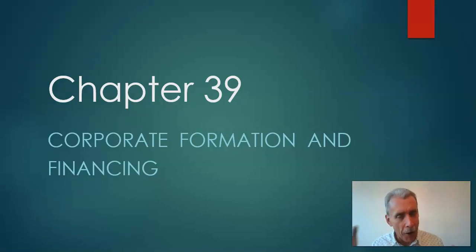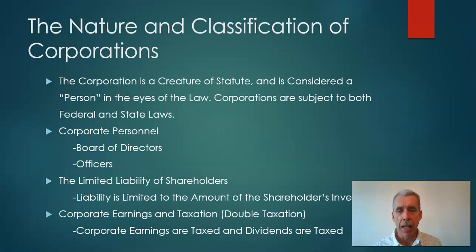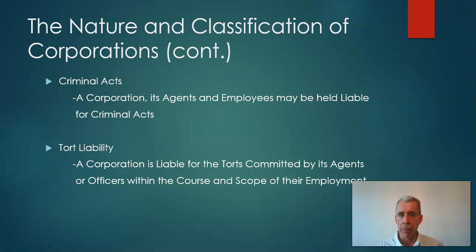So, where we left off with chapter 39, we initially talked about the nature and classifications of corporations, how they're a creature of statute, they're a person in the eyes of the law, talked about personnel and limited liability of shareholders, taxation, double taxation, the corporation and the shareholders. We moved on and talked about how the corporations can be liable because they're an artificial being. They can be liable for both criminal acts and civil acts.